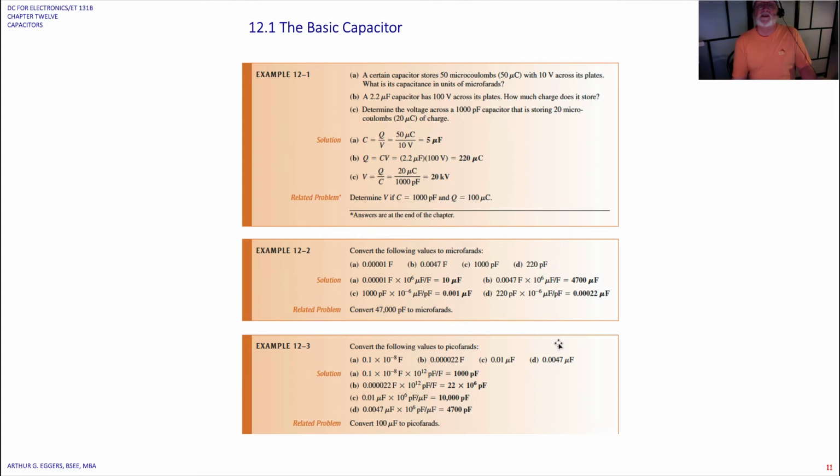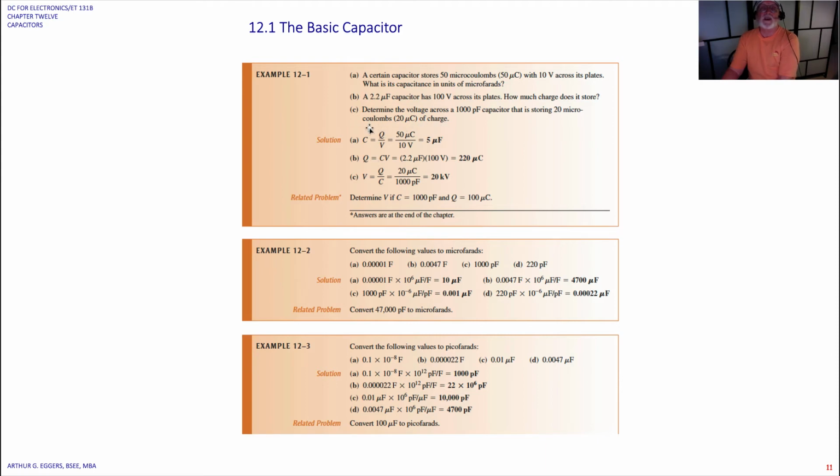A certain capacitor stores 50 microcoulombs with a 10-volt source across its plates. What is the capacitance in units of microfarads? B, we've got a 2.2 microfarad capacitor that has 100 volts across its plates. How much charge does it store? And C, determine the voltage across a 1,000 picofarad capacitor that's storing 20 microcoulombs of charge.